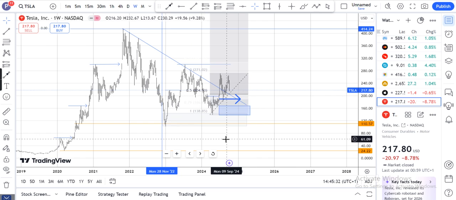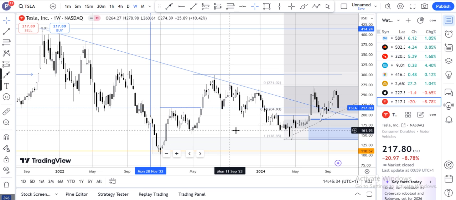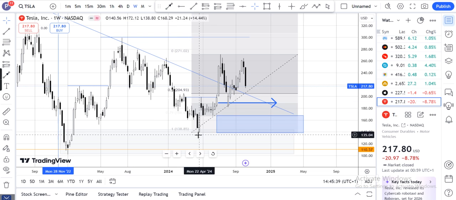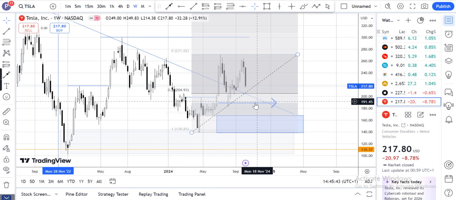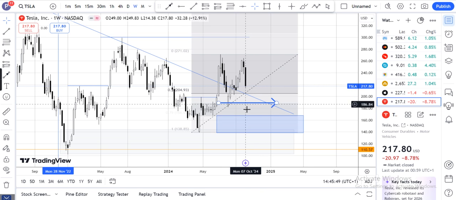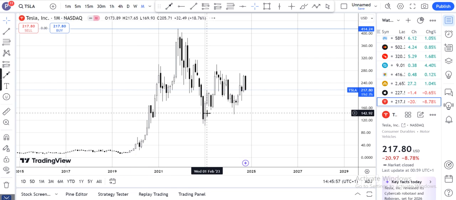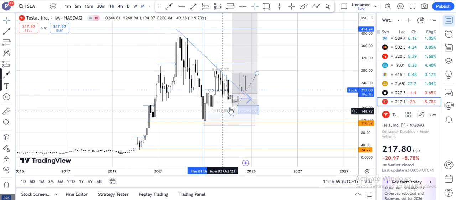So this is our current analysis for Tesla. You see the first zone, the first level, has actually been triggered. We are waiting for the second level to be triggered and then we can make our entry. Either it gets triggered at this point or at this point, the premium level. So that is that for the Tesla stock, guys.